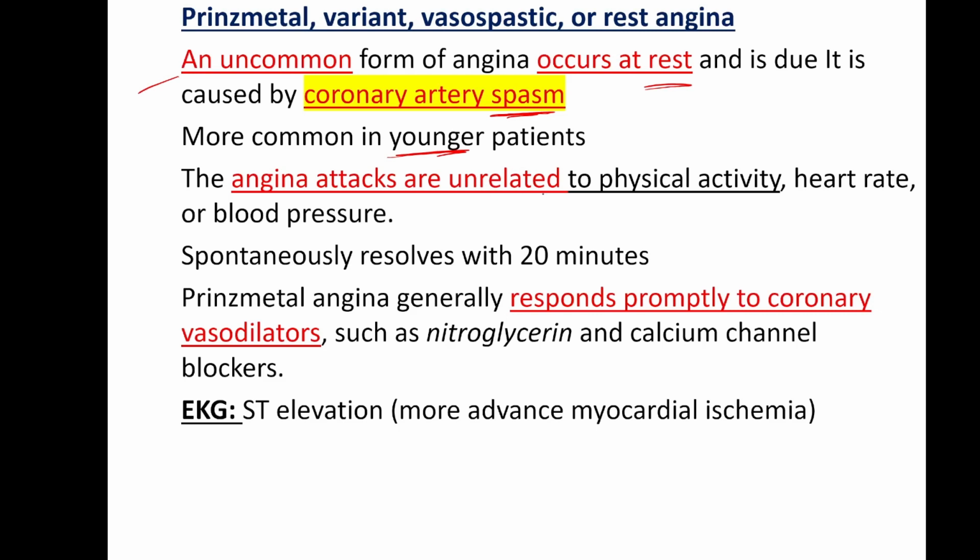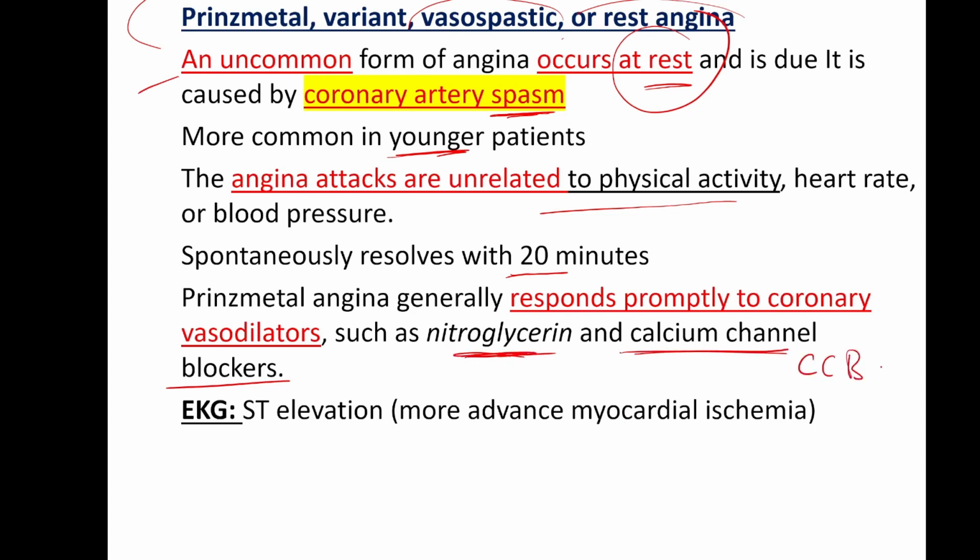The angina attack is unrelated to physical activity, as we mentioned, it could happen during rest. It spontaneously resolves within 20 minutes and responds to coronary vasodilators such as nitroglycerin and calcium channel blockers. So as you can see, the medication for Prinzmetal, vasospastic or rest angina responds very well to nitroglycerin and CCB, calcium channel blocker, and/or nitroglycerin.